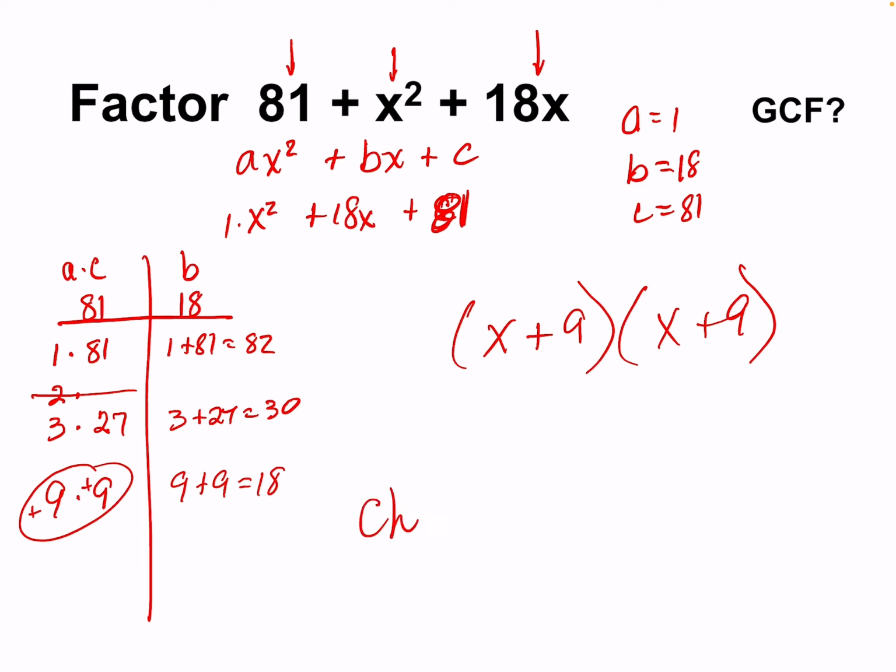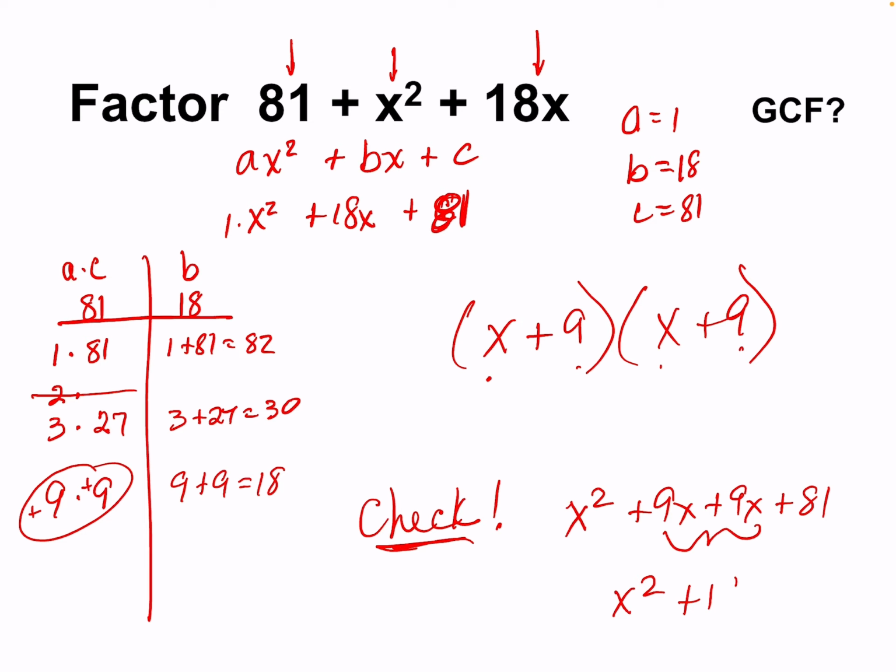Let's check it. Always, always, always. Let's see, when I multiply my front two terms together, I get x squared. When I multiply my outside two terms, I get a positive 9x. My inside two terms also gives me a positive 9x. My last two terms multiplied together gives me positive 81. Combine like terms and I get x squared plus 18x plus 81. And that checks, doesn't it? It sure does. All right, you can put a box around this answer.